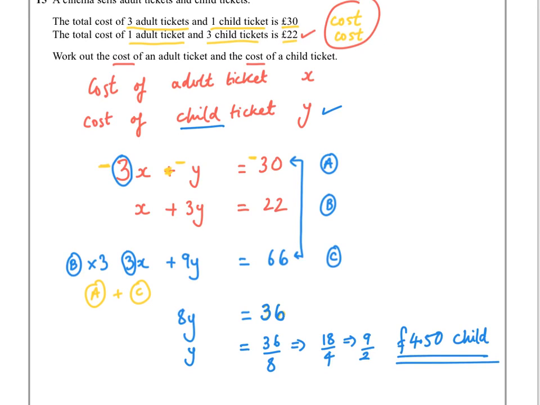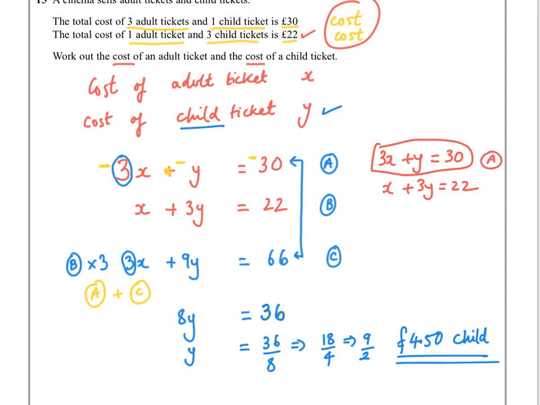And then once you've got y as £4.50, you can either substitute into one of your original equations, and don't forget the original ones were 3x plus y is 30, and x plus 3y is 22. So you can either substitute y is £4.50, and in fact the easier one to do it in is probably this one.